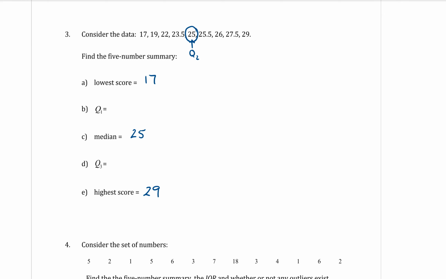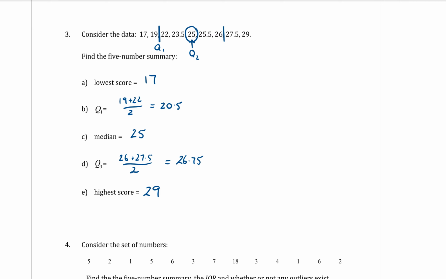Now because the 25 has been used, there's 4 numbers below that. The middle of those 4 numbers is going to have 2 on either side. So that's 19 and 22 divided by 2, which makes a 20.5 for my Q1. The Q3, again, there's 4 scores up here, so the middle is going to be between 26 and 27.5. So we average them, and that is 26.75. And that's it, that's a 5-number summary.